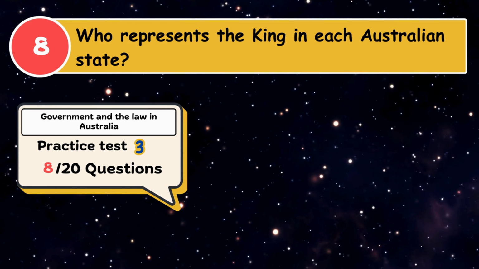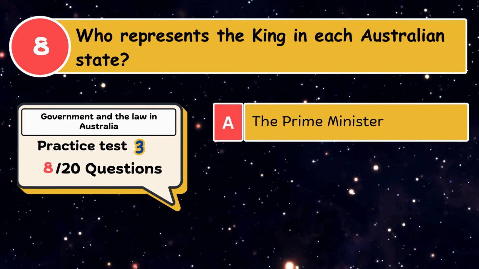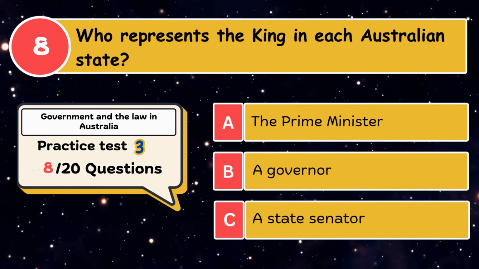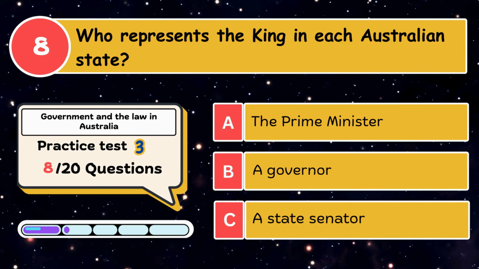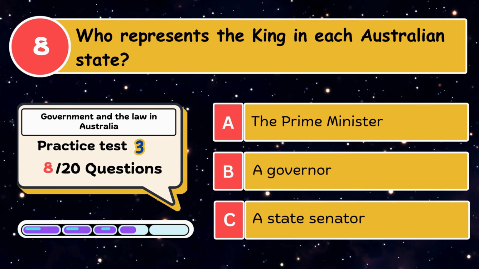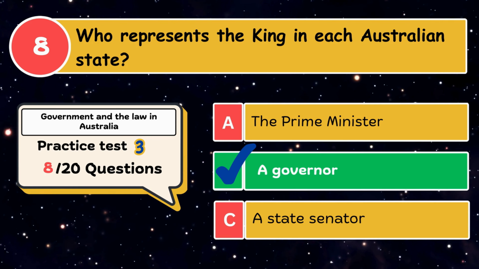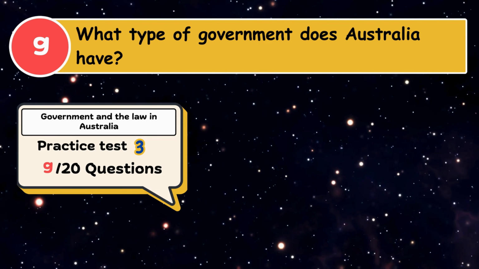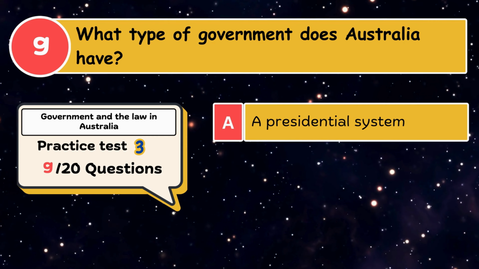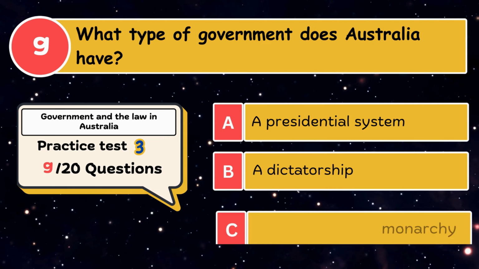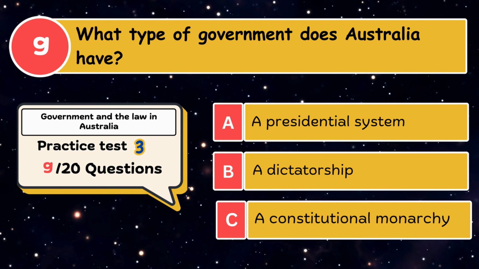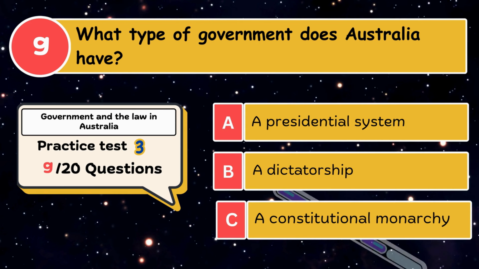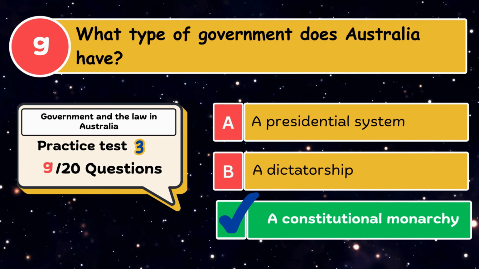Who represents the King in each Australian state? A. The Prime Minister. B. The Governor. C. A State Senator. The correct answer is a governor. What type of government does Australia have? A. A presidential system. B. A dictatorship. C. A constitutional monarchy. The correct answer is a constitutional monarchy.